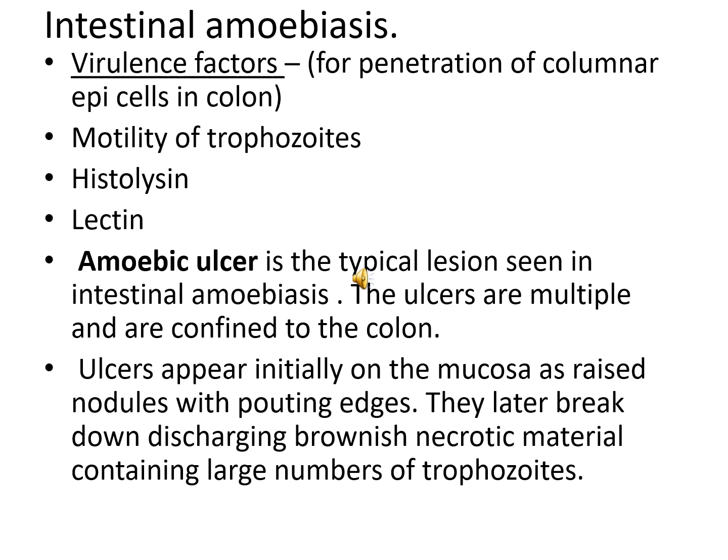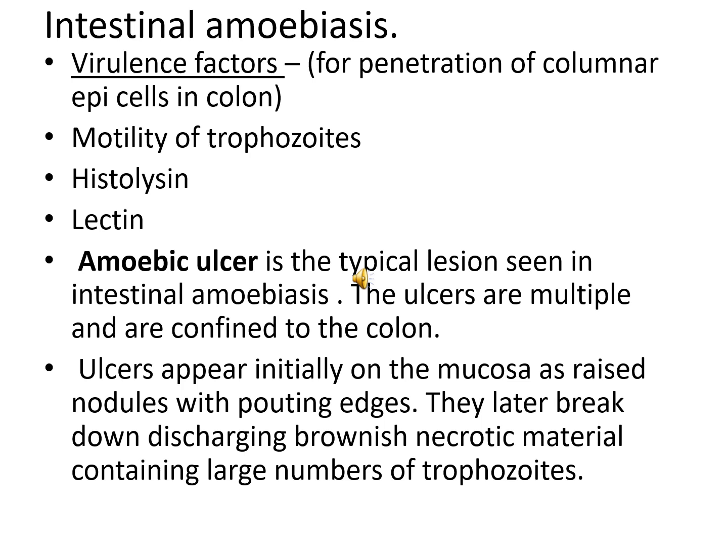amoebic ulcers. The amoebic ulcer is a typical lesion seen in intestinal amoebiasis. The ulcers are multiple and confined to the colon. Ulcers appear initially on the mucosa as raised nodules with pouting edges. They later break down, discharging brownish necrotic material containing large numbers of trophozoites. So this is the explanation of the appearance of the ulcer.